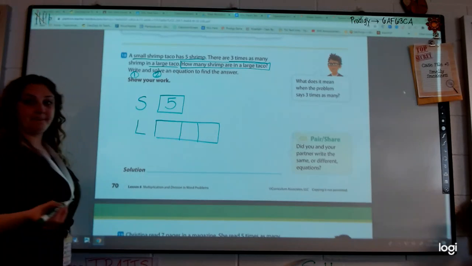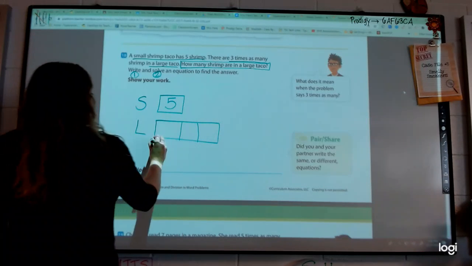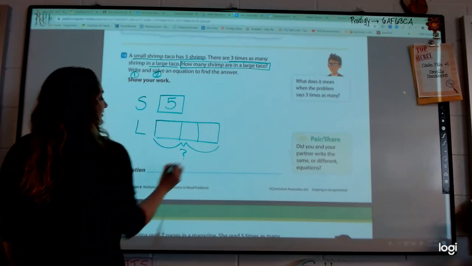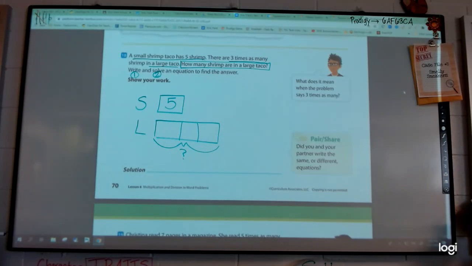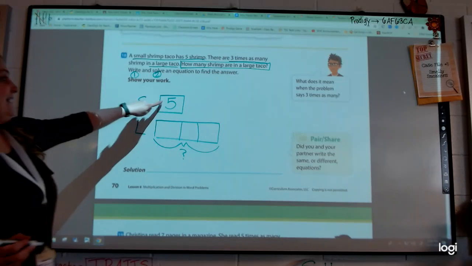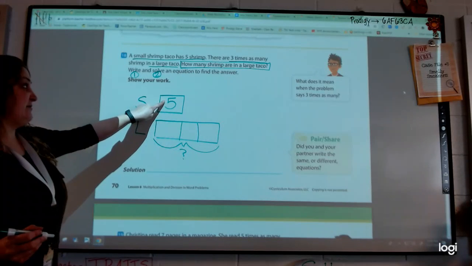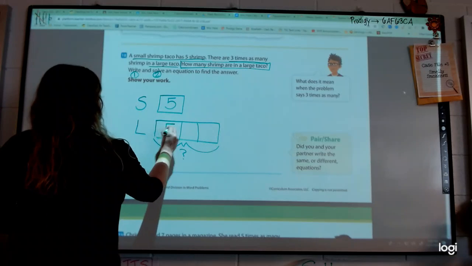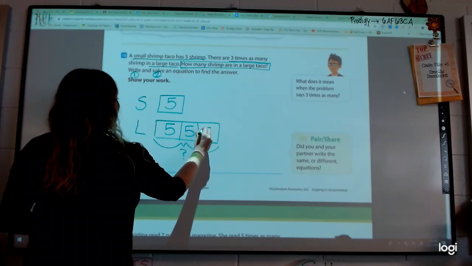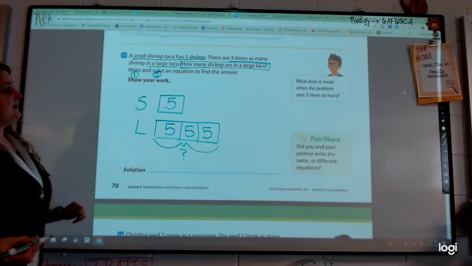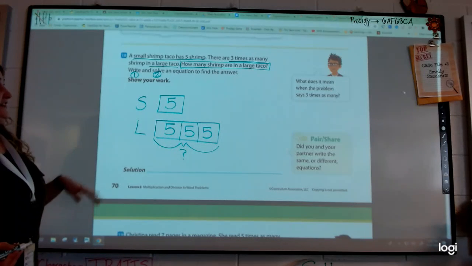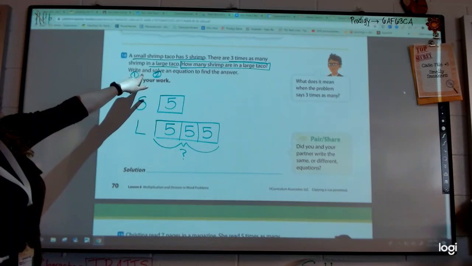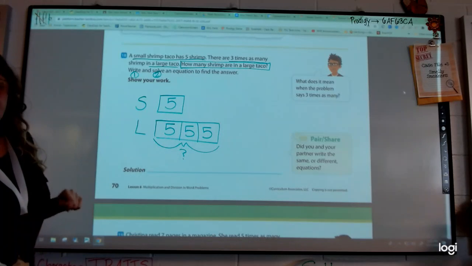All right. Now we need to know how many shrimp are in the large taco. All right? Now, if there is a 5 in this small box, we know that the same 5 needs to belong in all of these boxes. So, we can place our 5s. All right. So we have our bar model, which they didn't actually ask us to draw, but I wanted to practice with you. They asked us to write and solve an equation to find the answer.